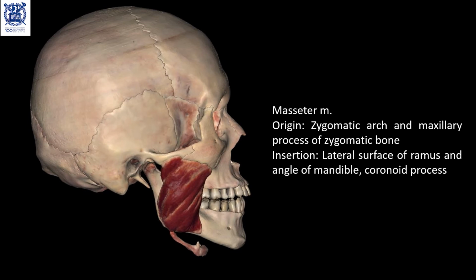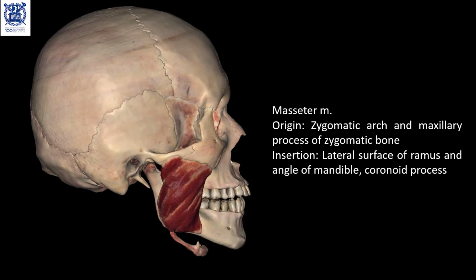This muscle is a thick, somewhat quadrilateral muscle consisting of two heads, superficial and deep. The fibers of the two heads are continuous at their insertion. Generally, overall, the masseter has its origin at the zygomatic arch and the maxillary process of the zygomatic bone. And the insertion of this muscle is at the lateral surface of the ramus and angle of the mandible and the coronoid process of the mandible.